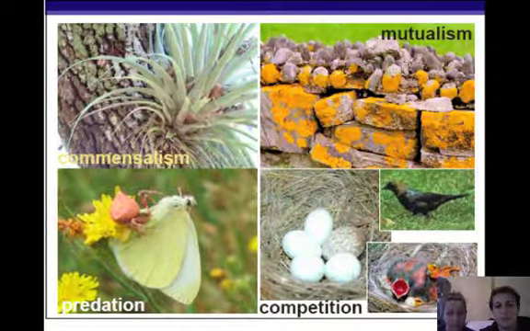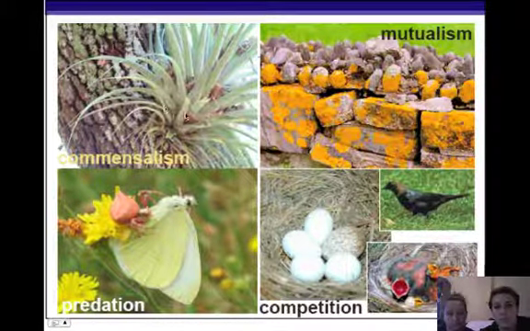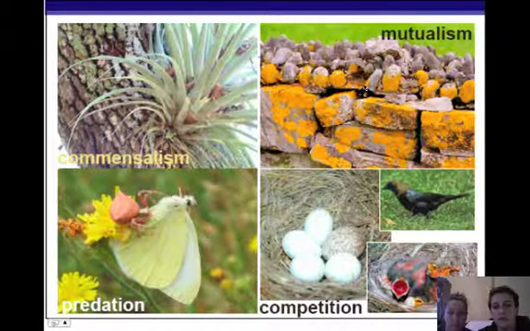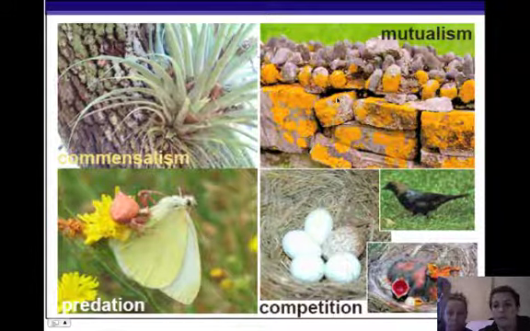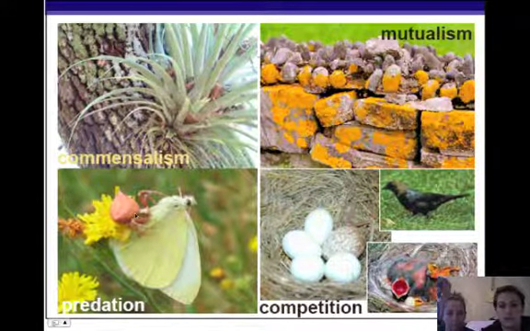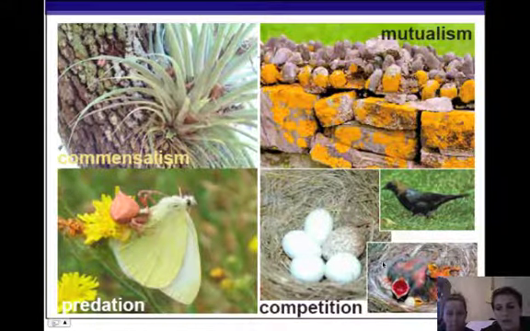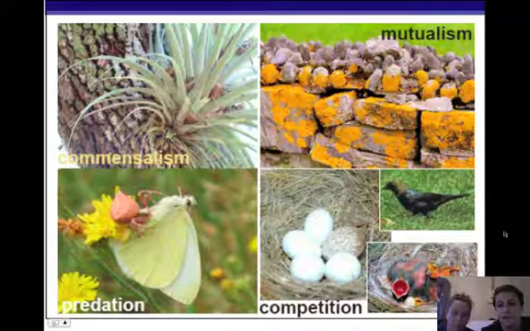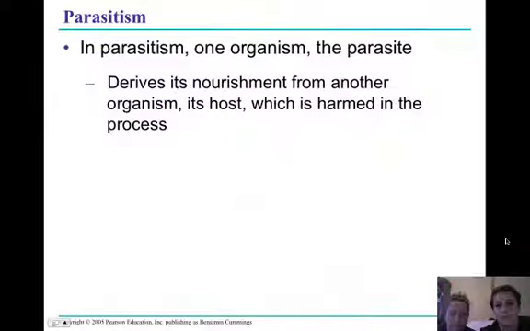Okay, and here's just some pictures. This first one's commensalism. Remember, this plant would be benefiting from having a place to live. The tree is not being harmed at all. Mutualism, both of these are being benefited. So this is the lichens. Predation, you can see this spider killing this butterfly. Competition, this is them fighting. Remember, same species fighting for the same food.